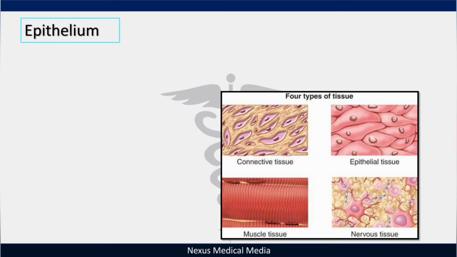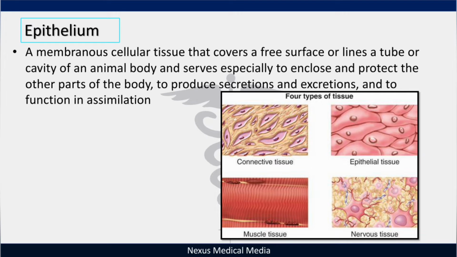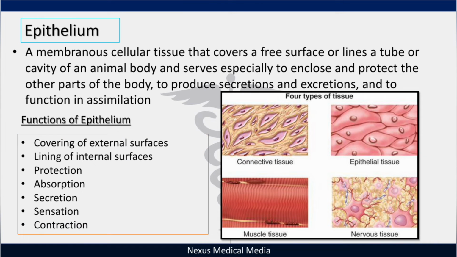So what is epithelium? Epithelium is a membranous cellular tissue that covers a free surface or lines a tube or cavity of an animal body and serves especially to enclose and protect other parts of the body, to produce secretions and excretions, and to function in assimilation. A lot of functions. Let's review the main important ones. Right, so these include covering of external surfaces, lining of internal surfaces, protection, absorption, secretion, sensation, and contraction.